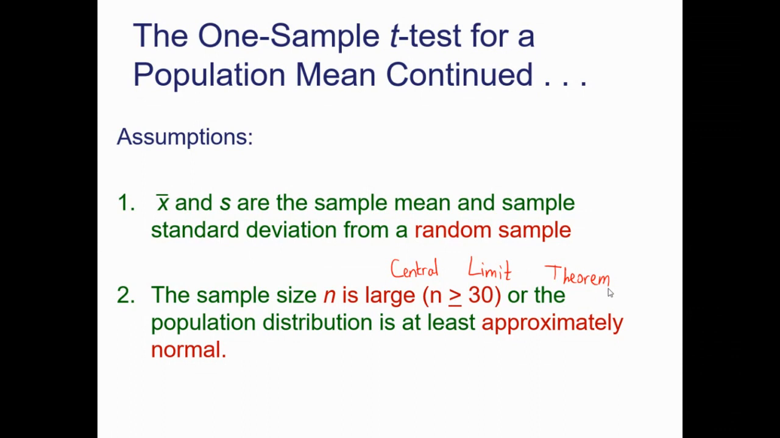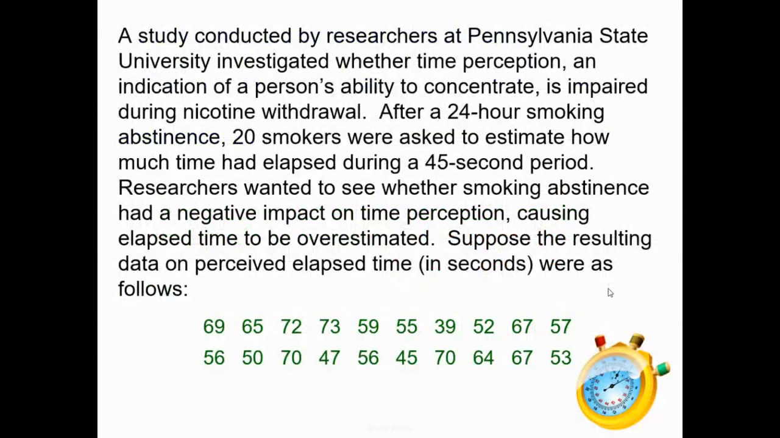Okay, so let's look at our first example. A study conducted by researchers at Penn State investigated whether time perception, an indication of a person's ability to concentrate, is impaired during nicotine withdrawal.